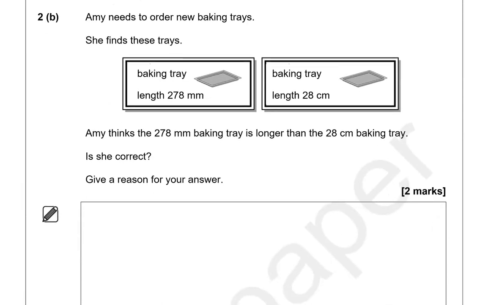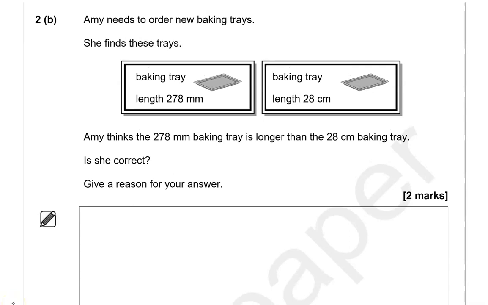Amy needs to order new baking trays. She finds these trays. Baking tray length 278 millimeters, baking tray length 28 centimeters. Amy thinks that the 278 millimeters baking tray is longer than the 28 centimeter baking tray. Is she correct? Give a reason for your answer.